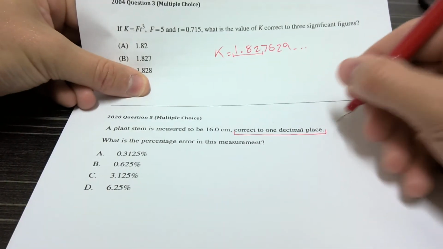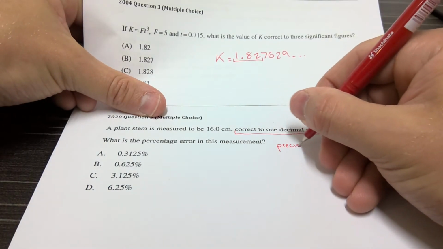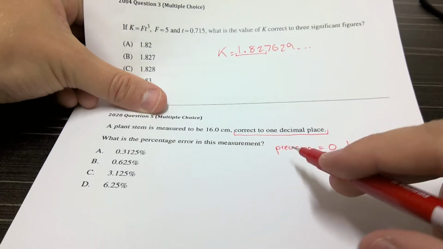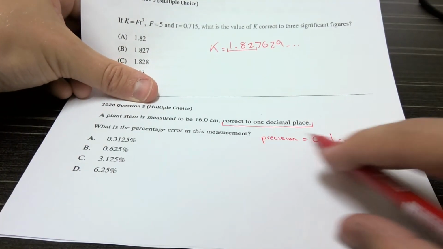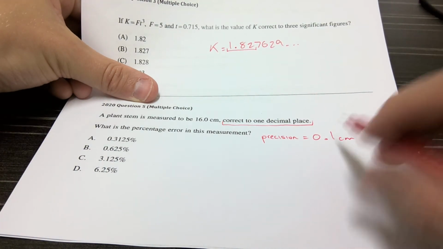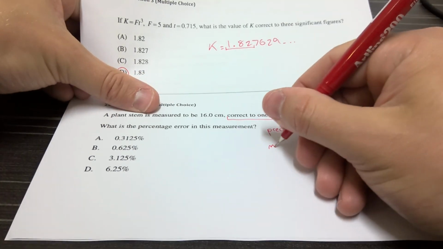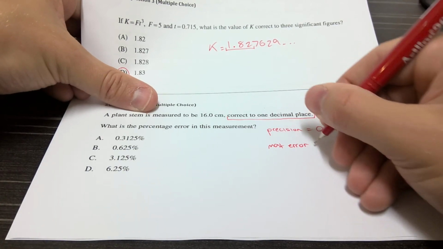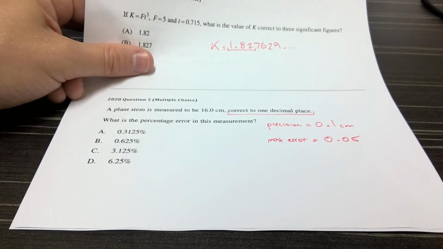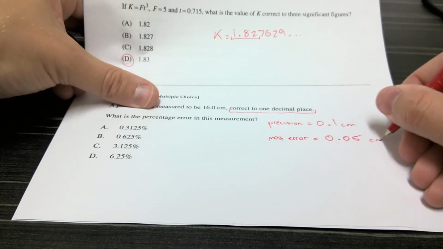Okay? So when it says correct to 1 decimal place, that means the precision is 0.1 centimeters, so the increments are going to be 0.1. That means my max error, or the absolute error, whatever you want to call it, is going to be half of that, so 0.05. Don't do 0.5, just do 0.1 divided by 2, and you'll get 0.05 centimeters.